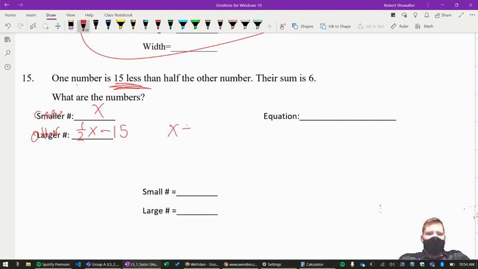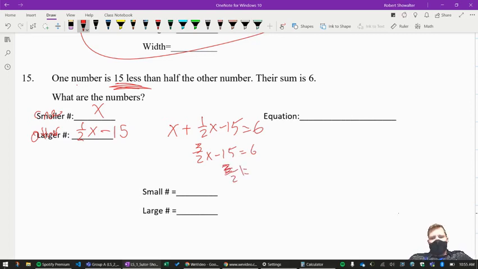So how do we know their sum is 6? So we take those and we add them together because we say that their sum is 6, equals 6, and we solve. 1.5, so it's 3.5x minus 15 equals 6. Add 15 to both sides, we get 21 times 2, we get 3x. Those cancel. 3x equals 42. Divide by 3. X is 14. X is 14.